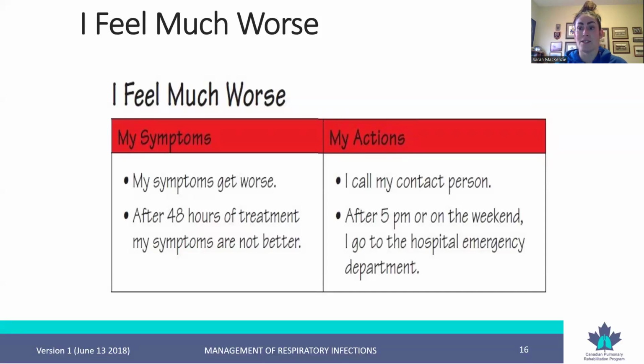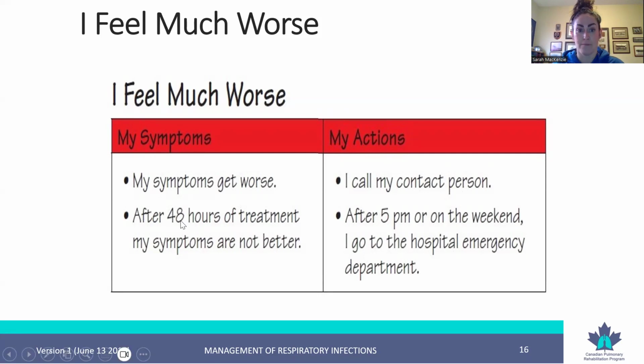So again, this is where your support person comes in really handy. If you're going downhill, if you're more tired, if you're more short of breath, you may not recognize this in yourself. So your support person might be the one to pull the plug and call 911 for you. Okay.